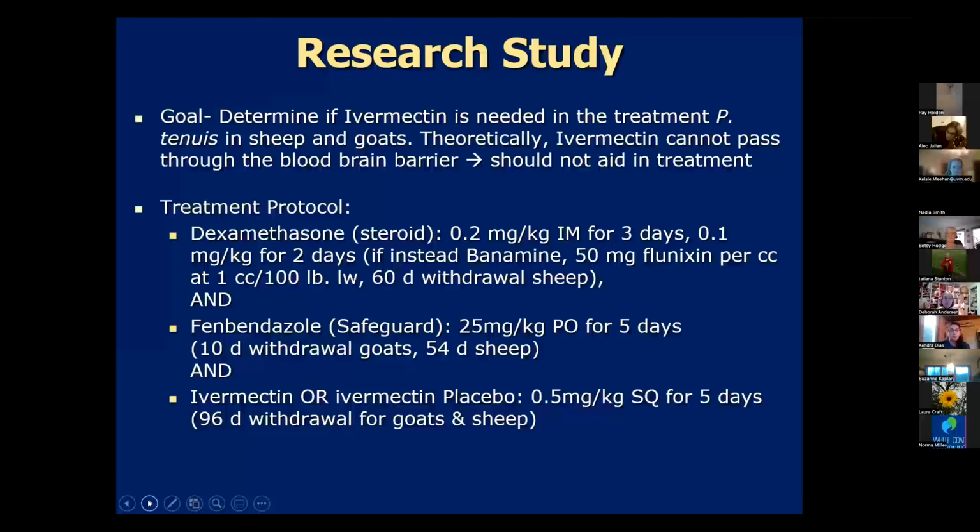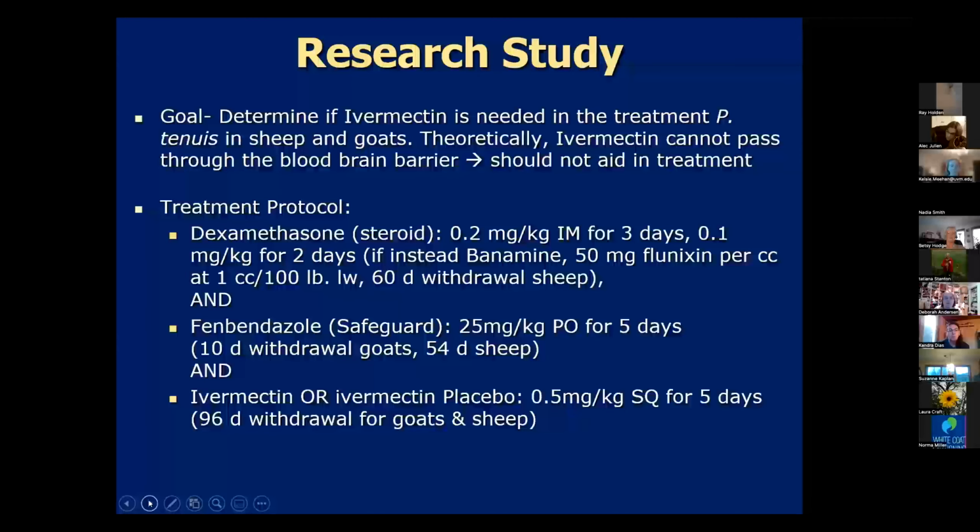And our goal in our study was to look to see whether ivermectin was really needed in the treatment. And I realize right now I'm talking about chemical treatments. And in a little while, I'll talk about what a farm that's certified organic, what you're up against, and what are some of the things that you can do.